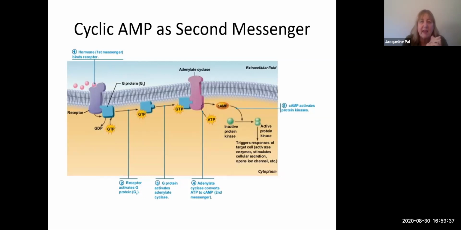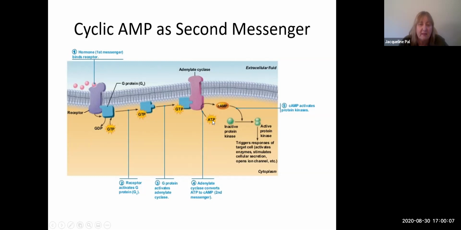So cyclic AMP is a second messenger. In review, the hormone, the first messenger, binds to its transmembrane protein, which then activates the G protein, which requires energy. The activated G protein then binds to adenylate cyclase. You either can say adenylyl cyclase or adenylate cyclase. They're both the same chemical. And I want to point out that adenylate cyclase is a transmembrane protein once again.